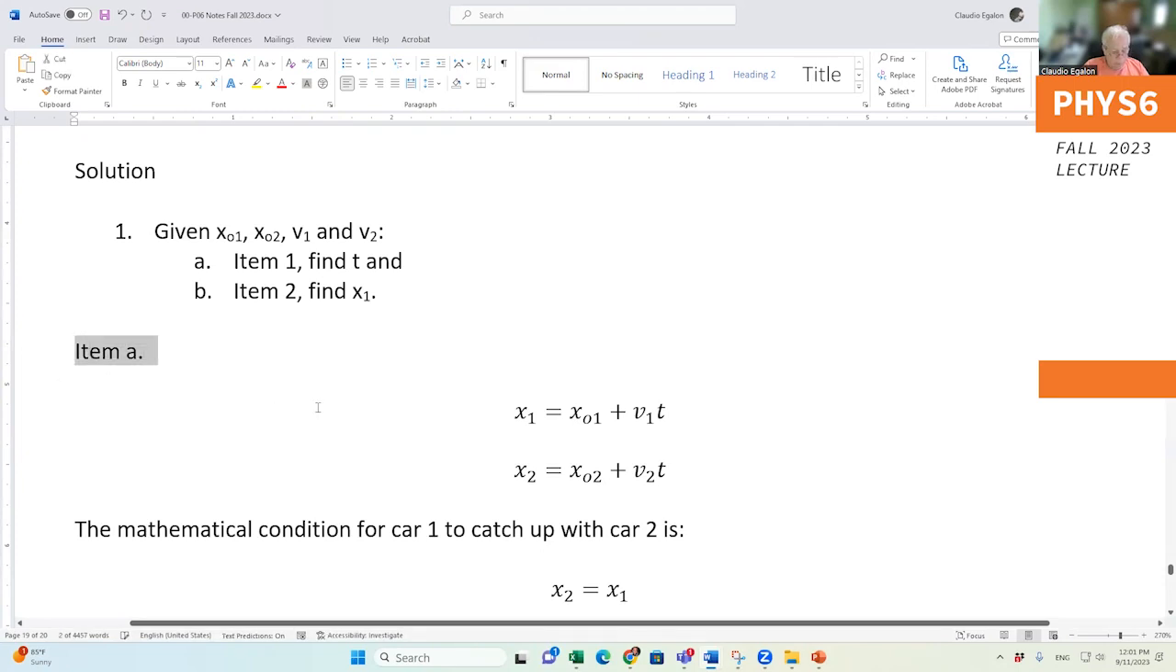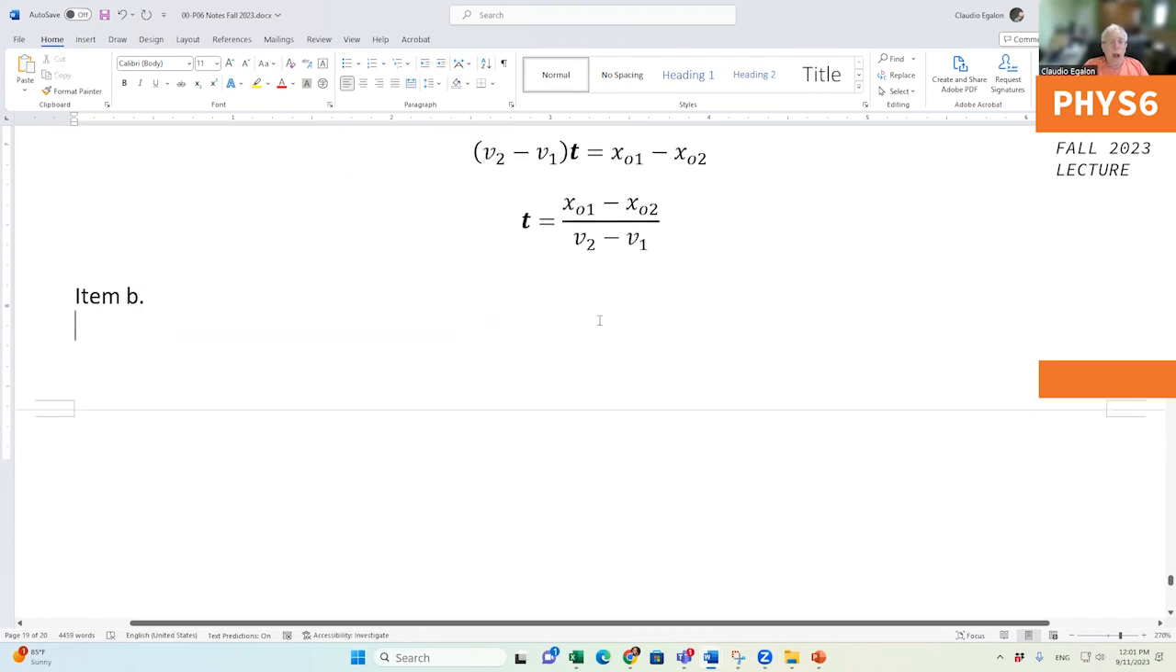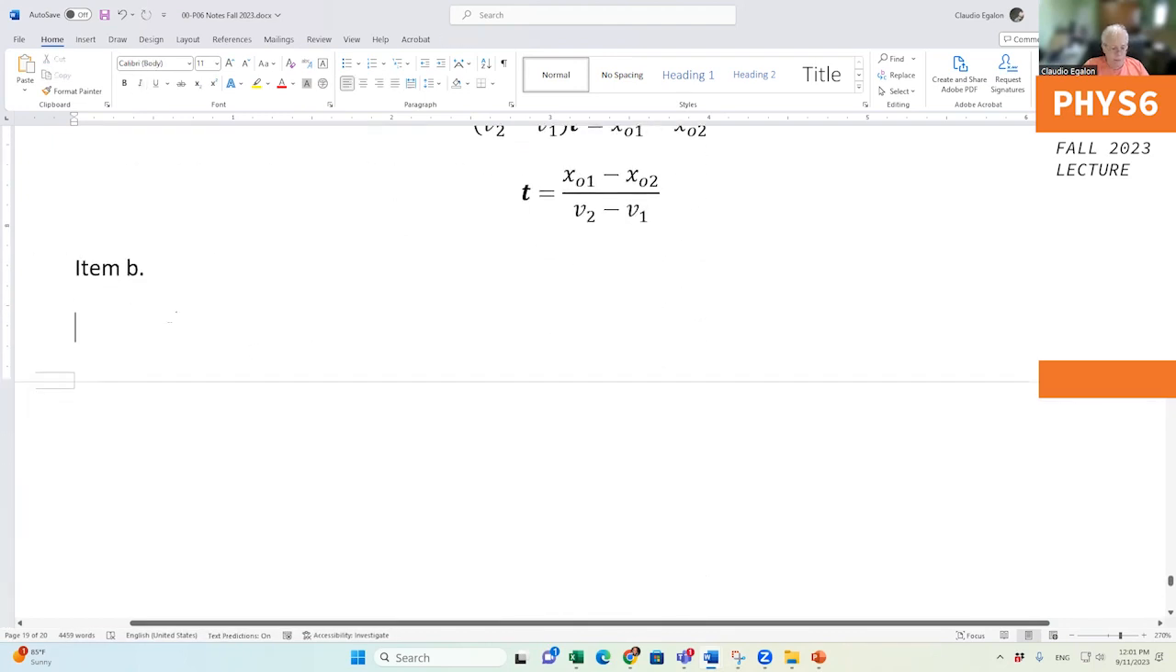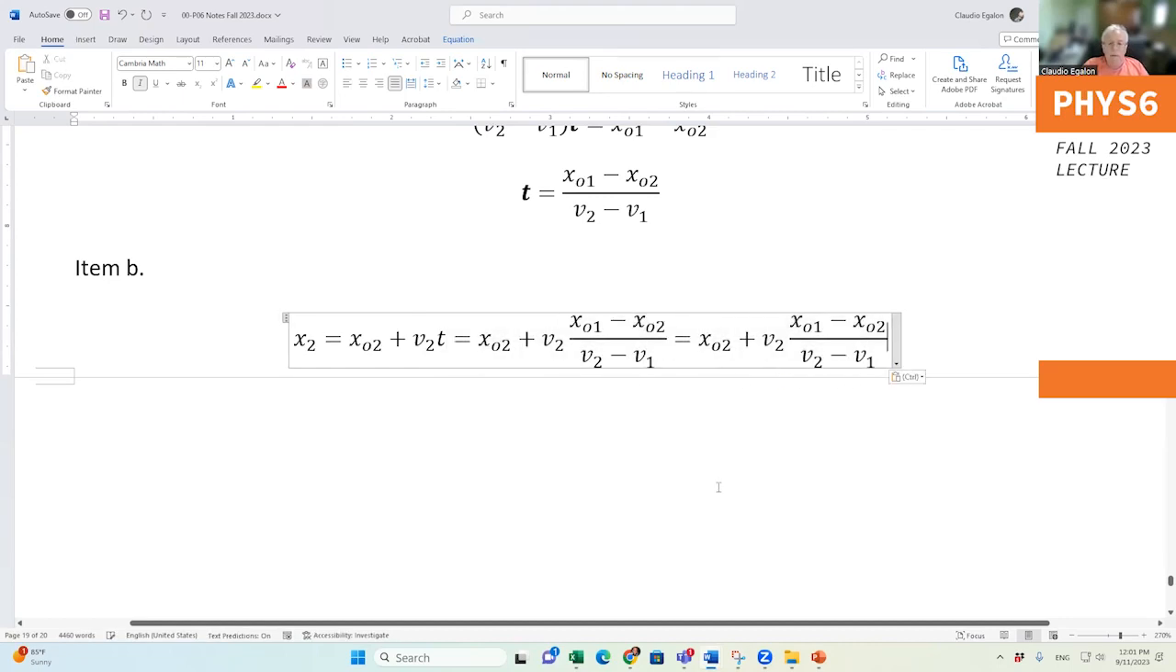What about item B? Now you found out the instant of time that car 2 catches up with car 1. All you have to do is get the equation for X2 or X1, either way, doesn't matter, and substitute T right in here. All you have to do is that. Okay, so here we go. Right here, right? And then let's see if we can simplify that further.